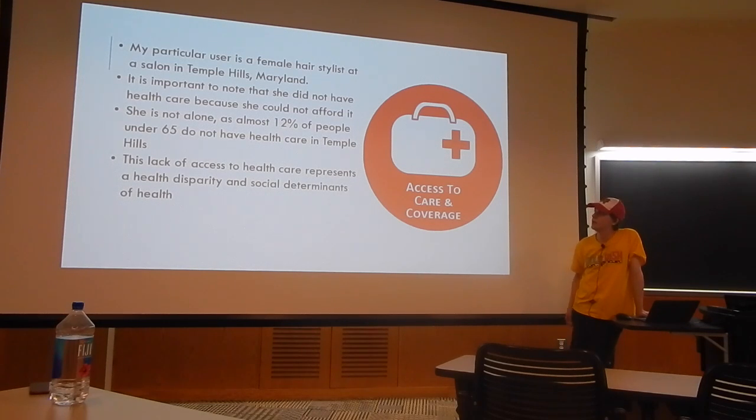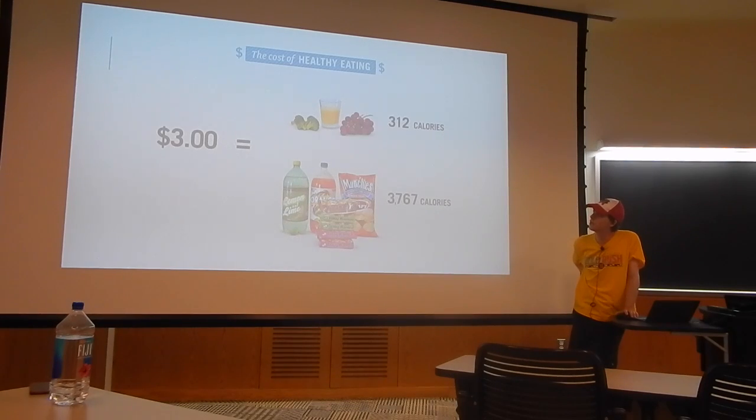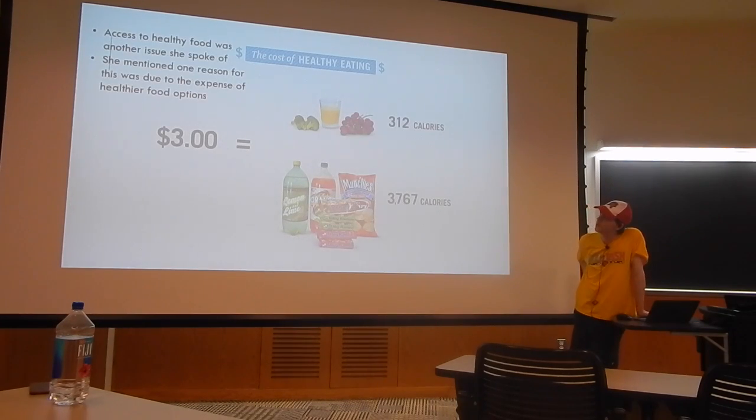This lack of health care represents the health disparity and the social determinants of health that are obviously present in Temple Hills. And when speaking about this, like I said before, it was clearly a very emotional subject for her. Another one of her issues that she discussed was access to healthy food. She mentioned that the main reason she cannot access healthy food was due to the expense of it. Healthy food is often, or almost always, more expensive, so she just could not afford it on her salary.